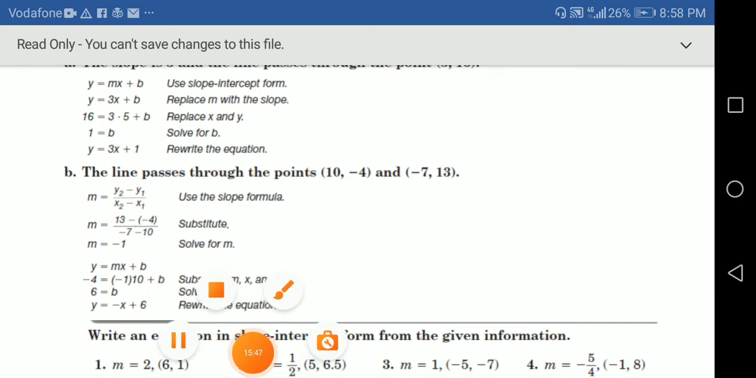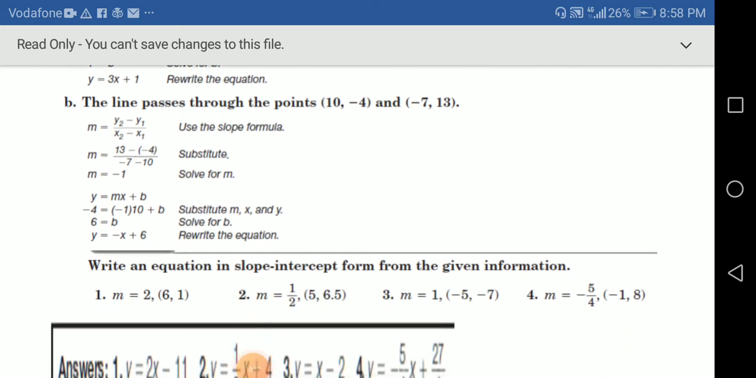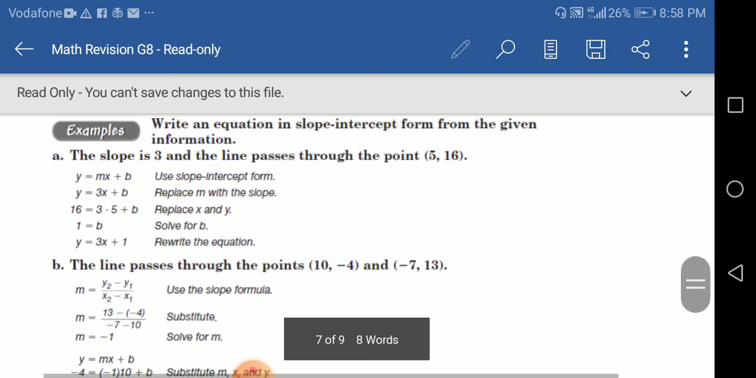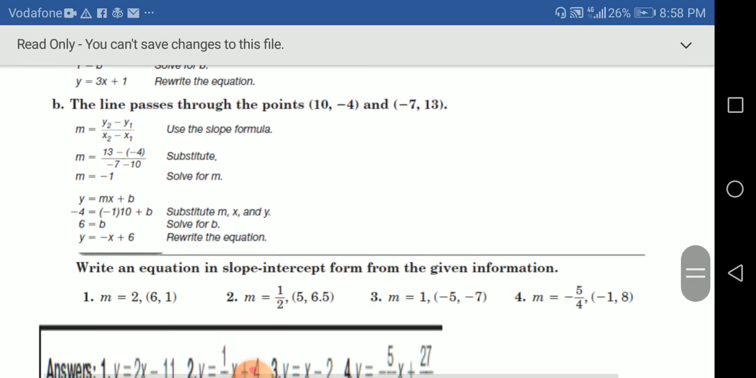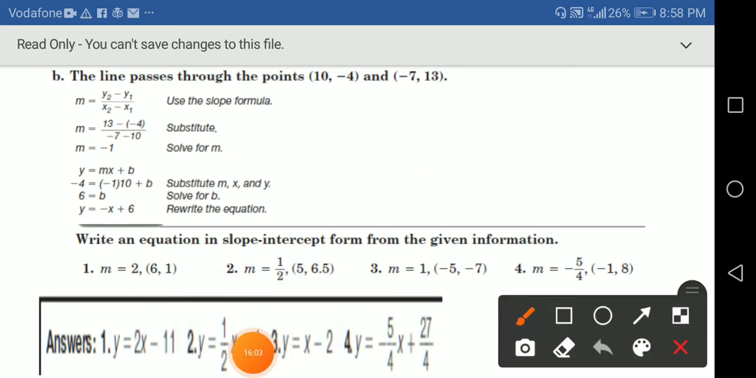Okay, guys. The line passes through the points, and he gives me the 2 points. And the question: write an equation in slope-intercept form. So I have here the two pairs of points. y sub 2 minus y sub 1 over x sub 2 minus x sub 1. Substitute, get the slope.